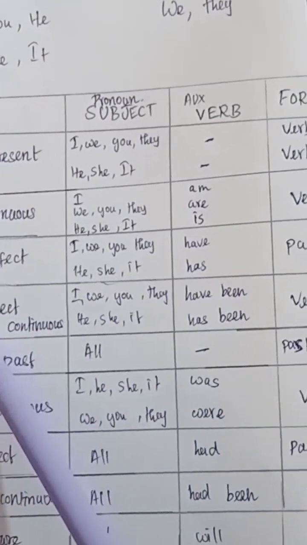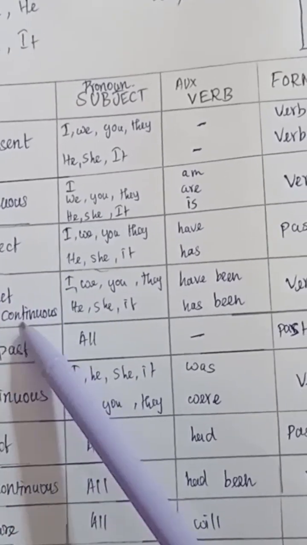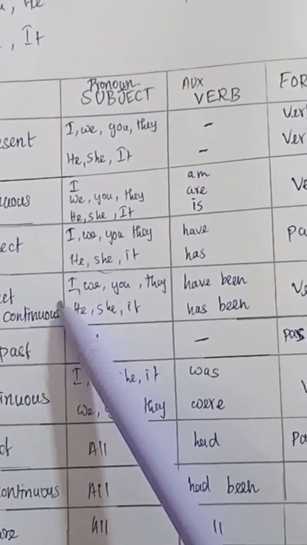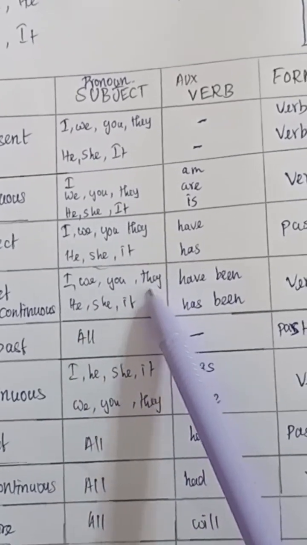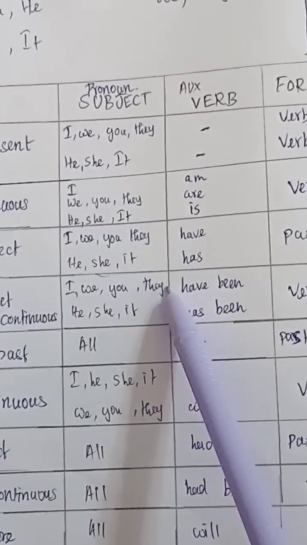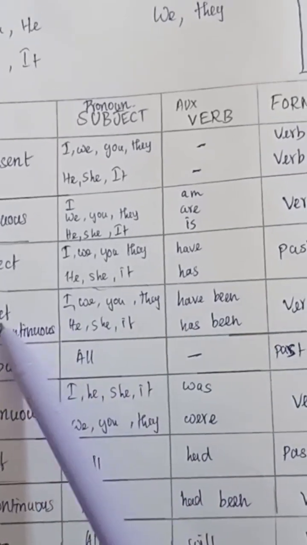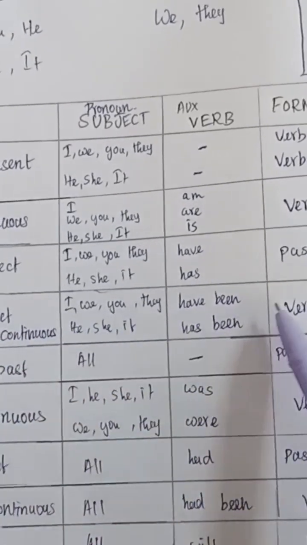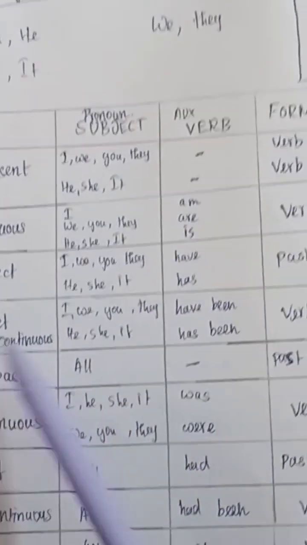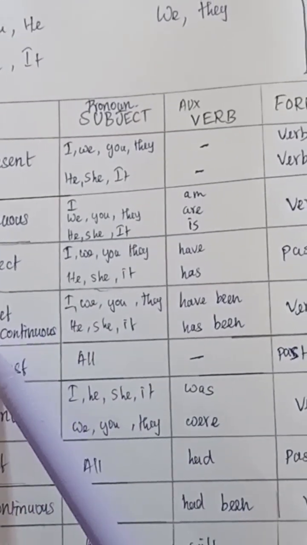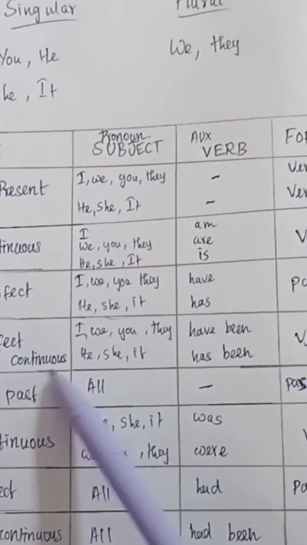And the next tense is present perfect continuous. It's a combination of both of these. So the same things, I, we, you and they, these all will have been. When it comes to present perfect continuous, it will always have the word been, because it is a perfect one, and it is also in a continuous form.